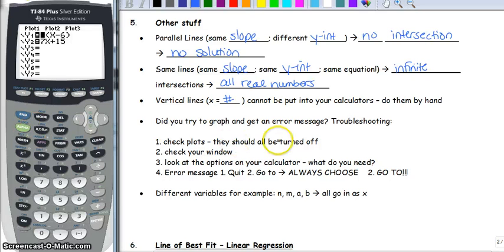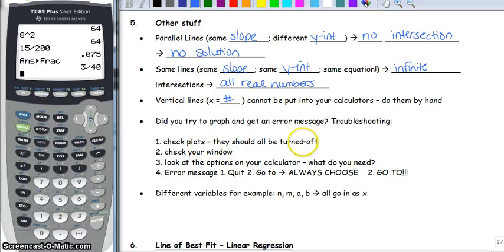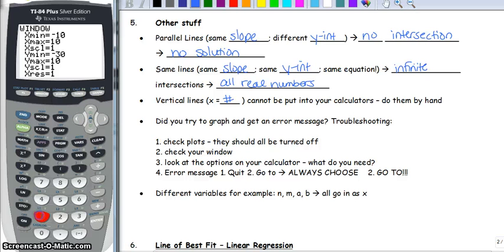Alright, so let's talk about if we get an error message. If you get an error message, like we talked before, check to see if those plots are on. If they are, turn them off. Check your window. A lot of times some people will go 10-10 and they'll hit graph, and then it'll say window range error. Anytime you see window range error, you go back to your window, and this is the min. That means that the min has to be smaller than the max. The same is true for your y equals.